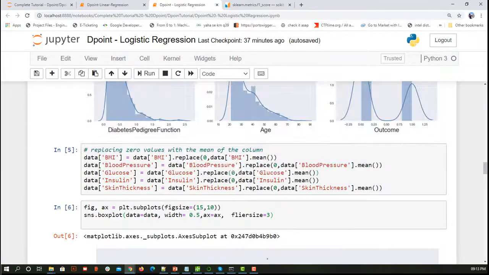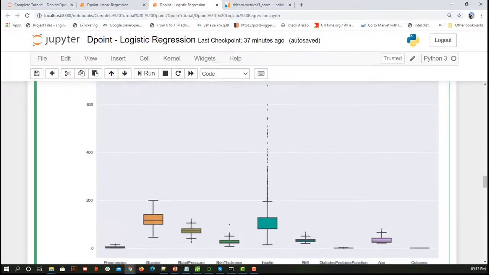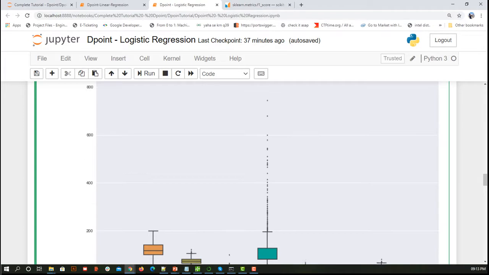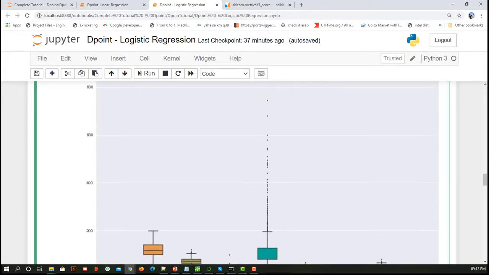So here we did the cleaning, and here we are plotting. This is the current box plot based on the current data. I can see that after the maximum value there are too many dots, and those are nothing but our outliers. So our intention here is to remove those outliers.